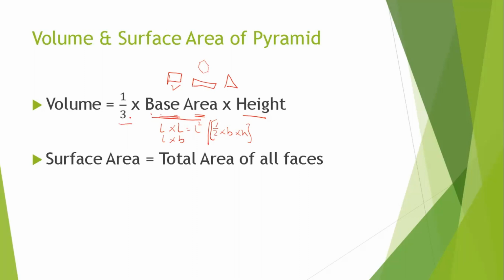Then the question is saying surface area is equal to total area of all faces. Now for suppose I'm talking about a triangular pyramid, in a triangular pyramid a triangle forms the base, and then this is a net of a triangular pyramid. Net means if you close it or if you form a 3D figure out of it, you will get a triangular pyramid.